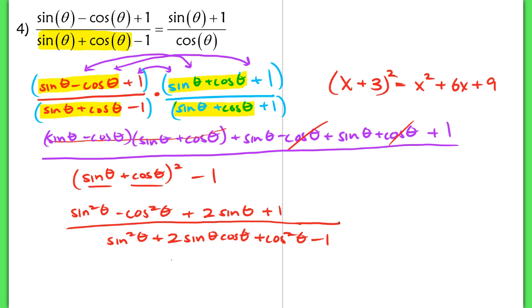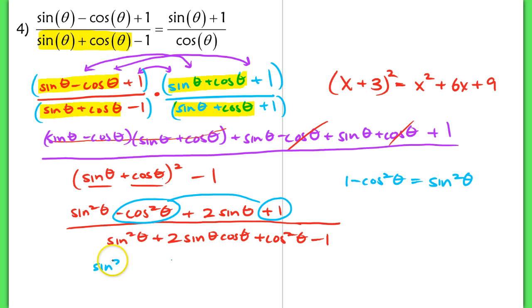Okay, all right, now here comes the work of simplifying a little bit more. Notice that you have in the numerator a sine squared theta minus a cosine squared theta. That doesn't quite work for us in terms of sine squared theta plus cosine squared theta equaling 1. I can't just cancel these out. However, I do notice 1 minus cosine squared theta, which is equal to sine squared theta. So I'm going to substitute that in as sine squared theta plus another sine squared theta. Then I have that plus 2 sine theta out here.